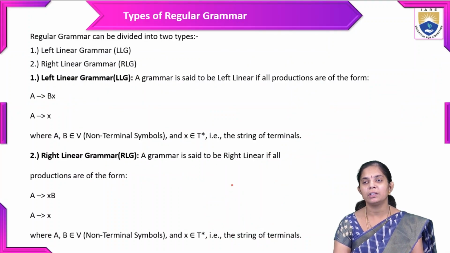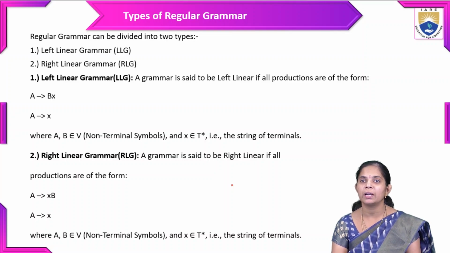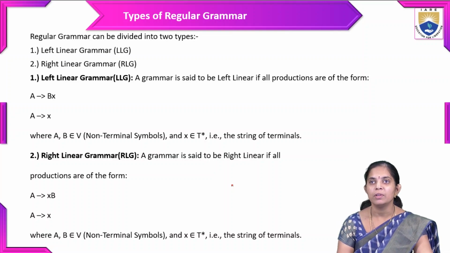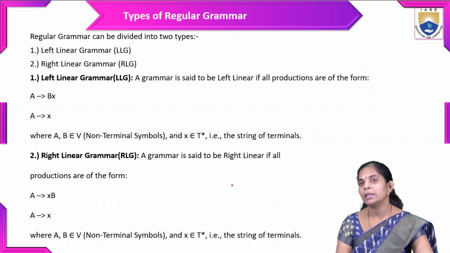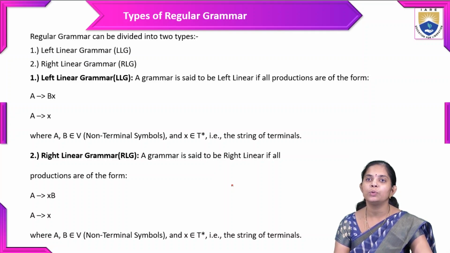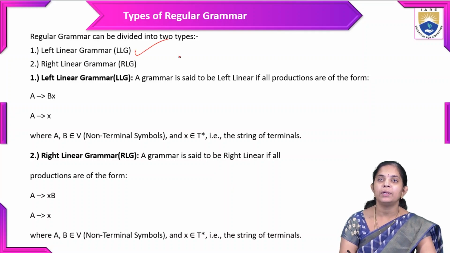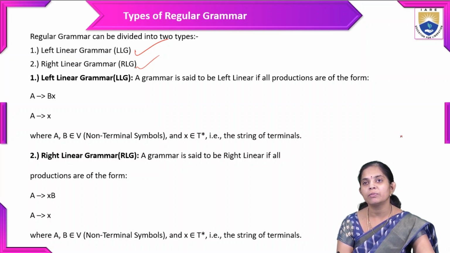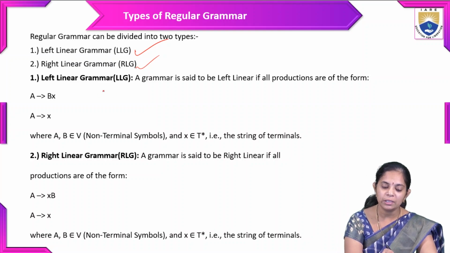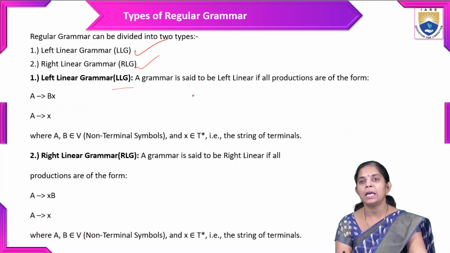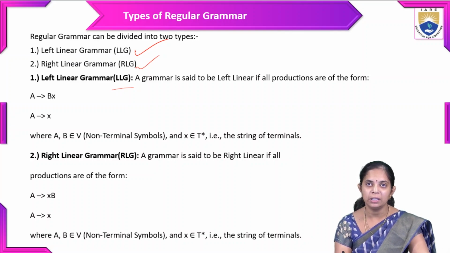Types of regular grammar. How many types of regular grammars do we have? They are divided into two types: left linear grammar and right linear grammar. The left linear grammar we will represent as LLG.